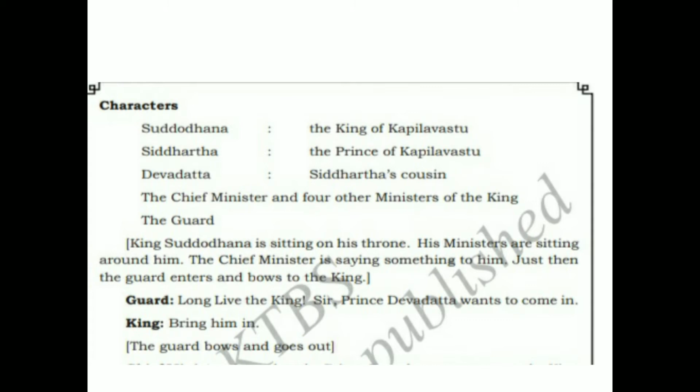So, the characters. First one, Sudodana, the king of Kapilavastu. Next, Siddhartha. Siddhartha is the prince of Kapilavastu, the son of Sudodana. Next, Devadatta. Devadatta is Siddhartha's cousin, his aunt's son, but all are living in the same kingdom and family.